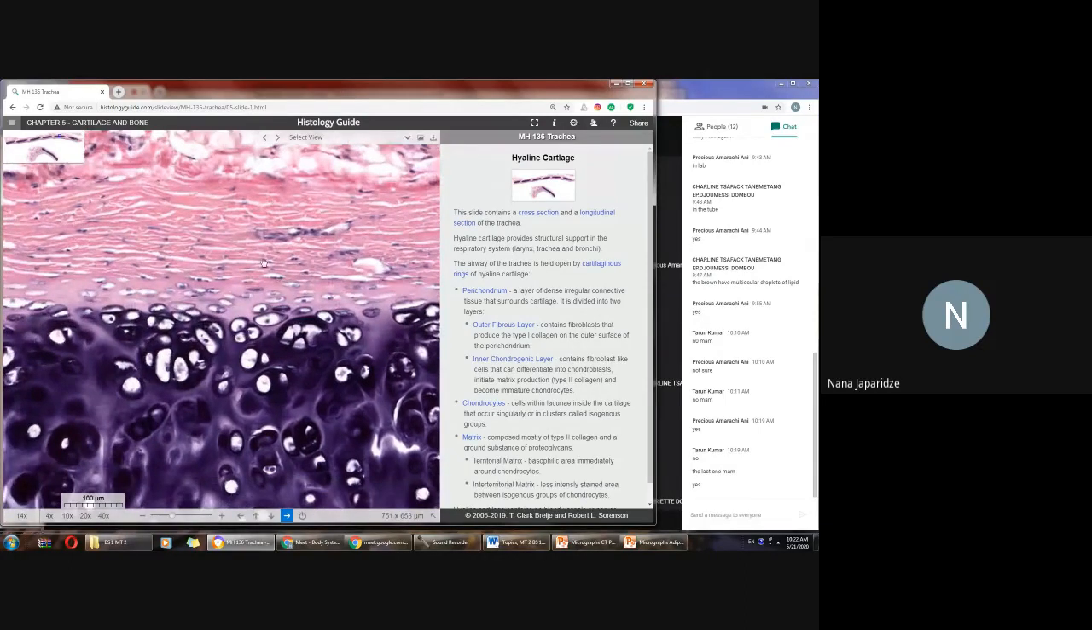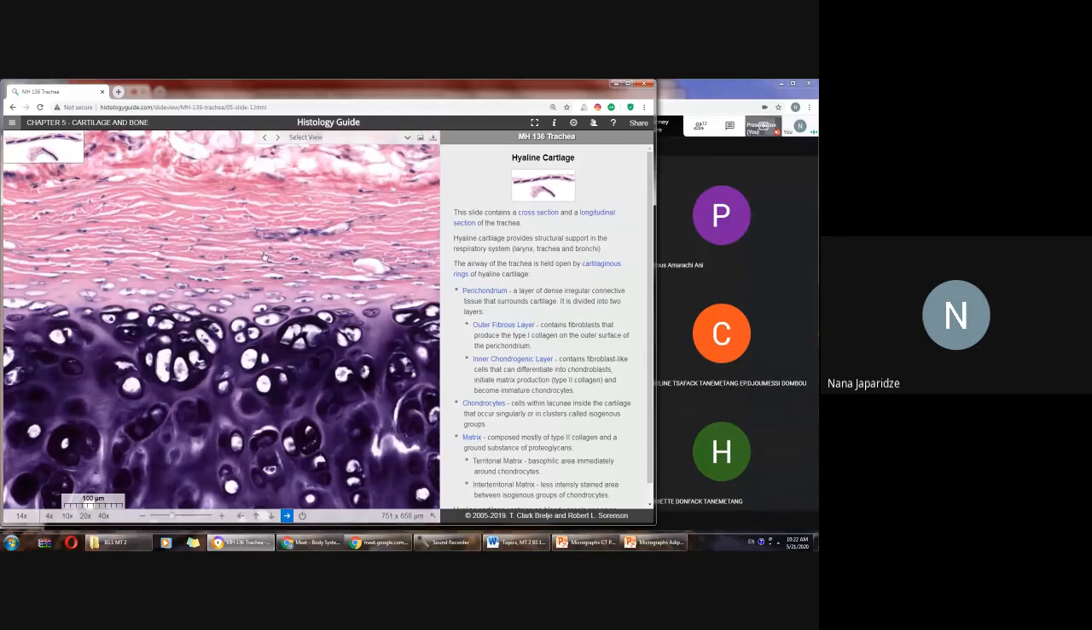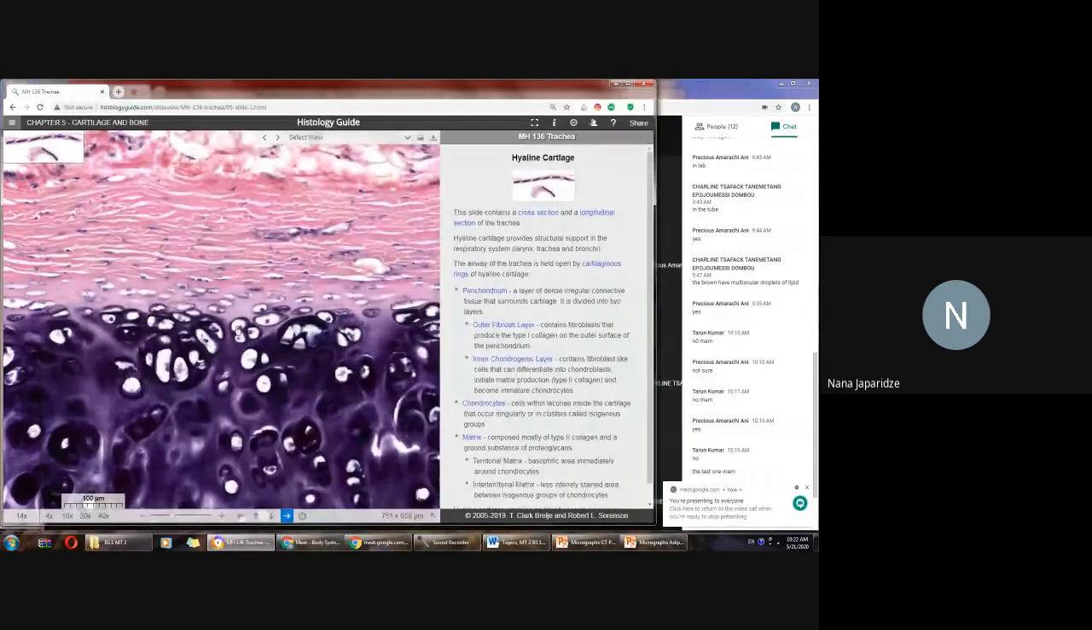And perichondrium provides new cells, precursor cells for cartilage cells. So these precursor cells here, they look like mesenchymal cells, or sometimes they look like fibroblast cells. They differentiate and give rise to the chondroblasts. Chondroblasts. Look, you see here chondroblast cells.